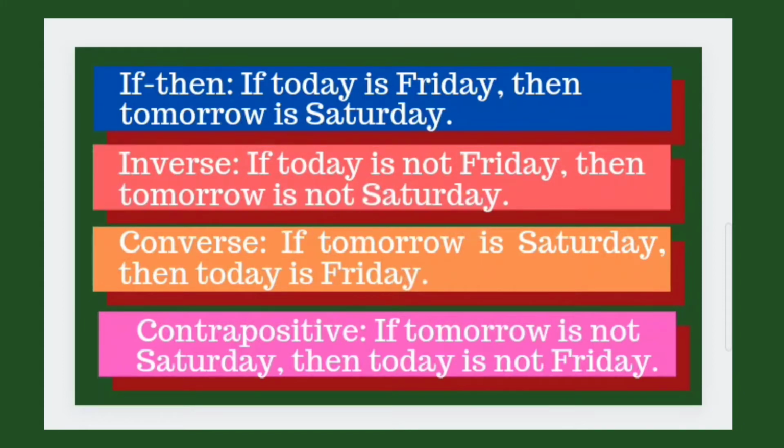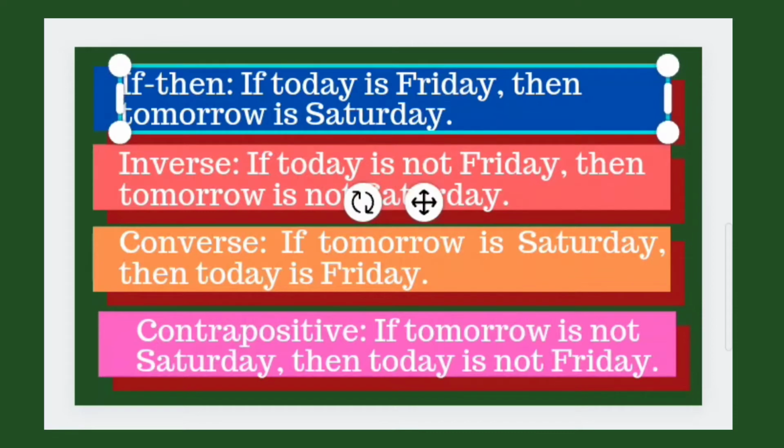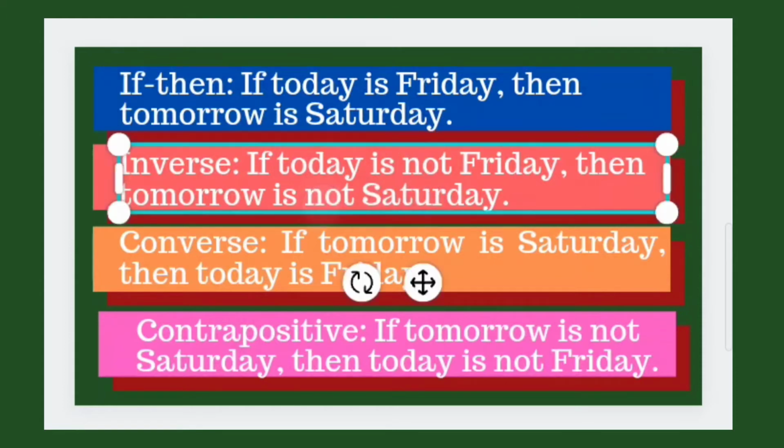So observe this one. In the original conditional statement, the conclusion is, then tomorrow is Saturday. So it's in positive form. So to give the inverse, we are going to give the opposite. So instead of tomorrow is Saturday, it becomes tomorrow is not Saturday. This one. Okay? So that is how to give the inverse.